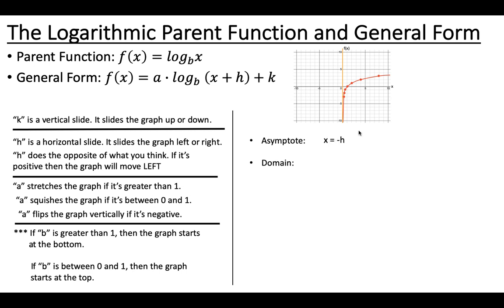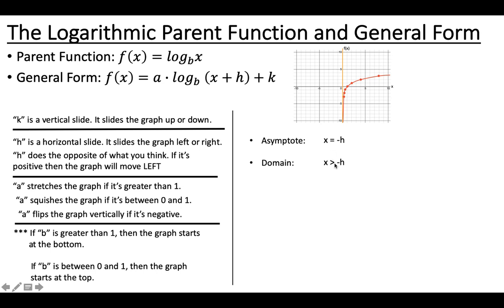Any x that's bigger than that number is okay to plug in. So the domain for these logs will always look like this: x is greater than negative h. And these kind of match up, and they should. This is our boundary line, at x equals negative h, and all of our x's are okay as long as we're bigger than that, which is why the equal sign changes to a greater than sign.